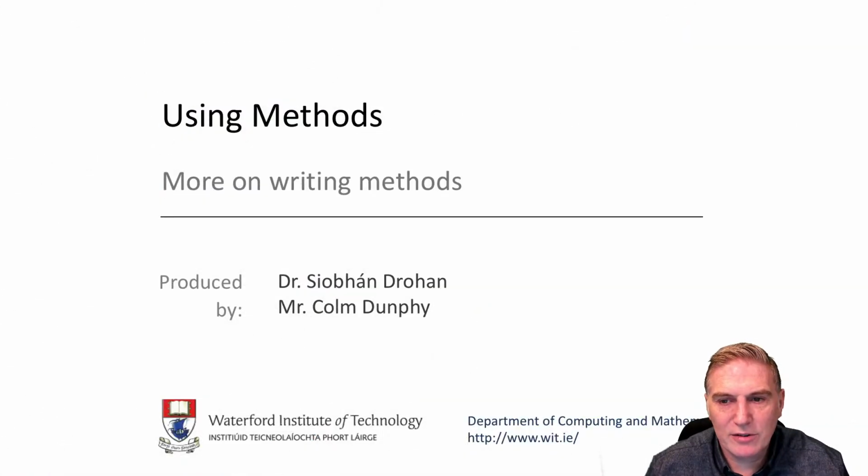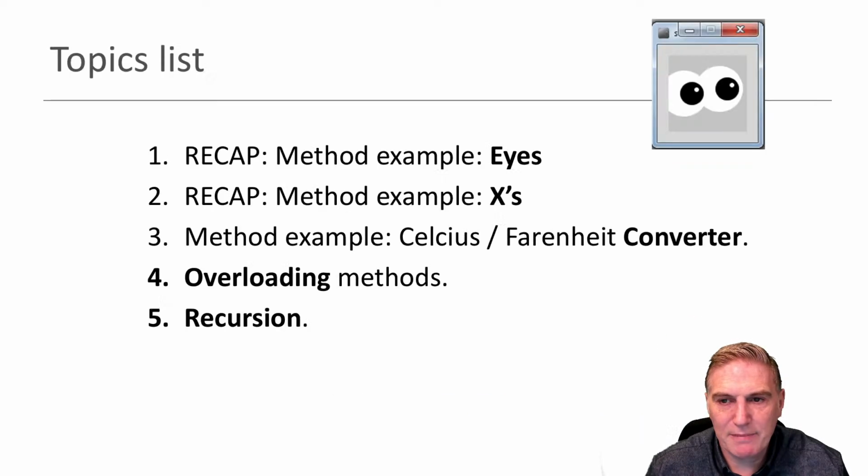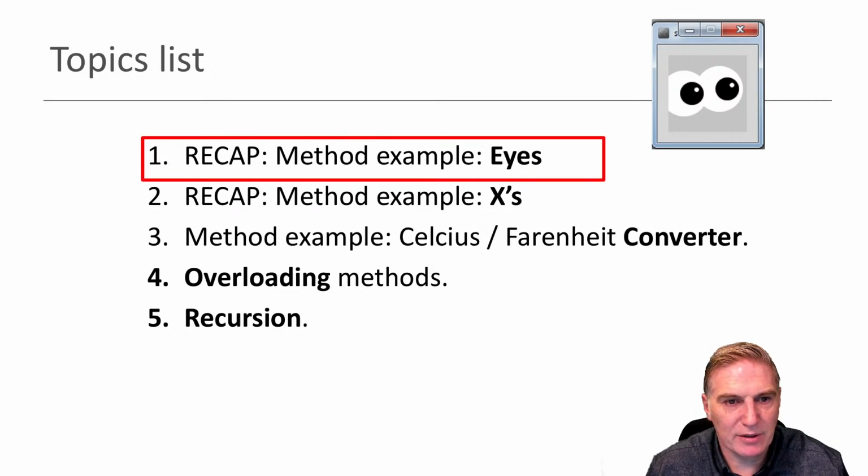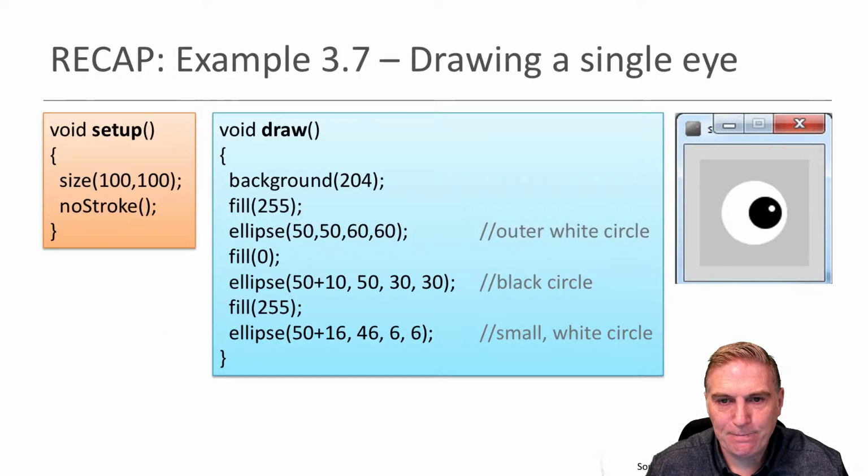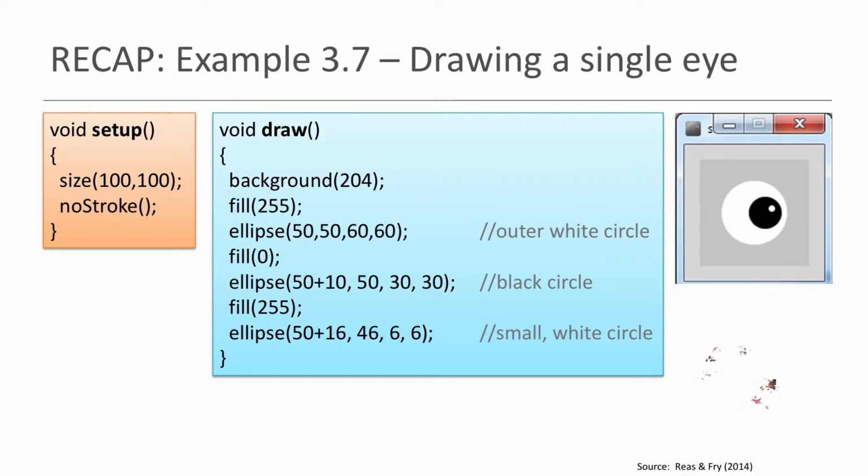Okay, so we'll start with more about writing methods. We're going to recap our eyes. Let's start there. So this was the example that I asked you to look at after class. What we're trying to do is draw an eye on the screen.